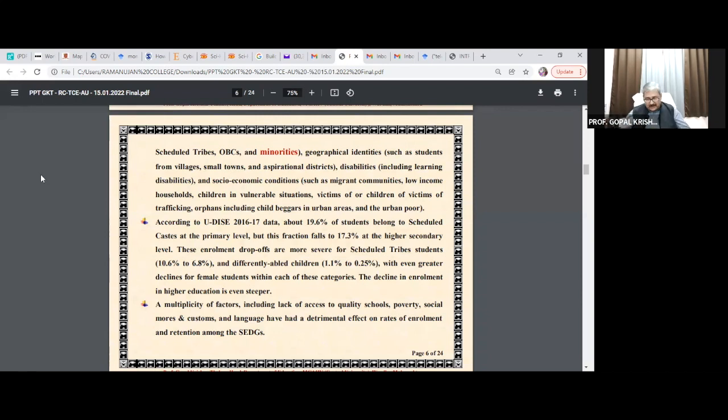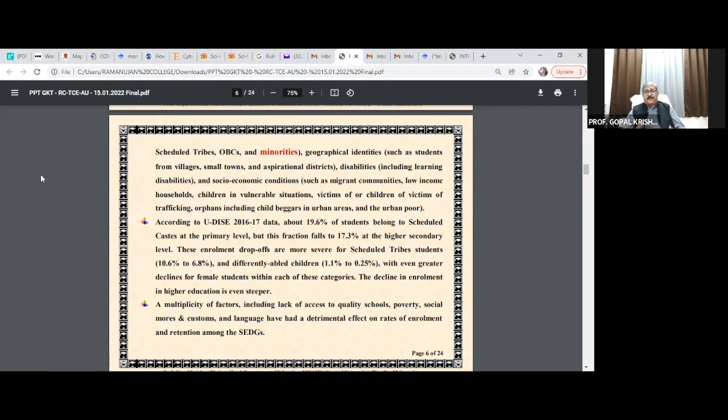The subaltern society that late sociologists are talking about. So all these people from different backgrounds have been conceptually included in this socio-economically disadvantaged group.